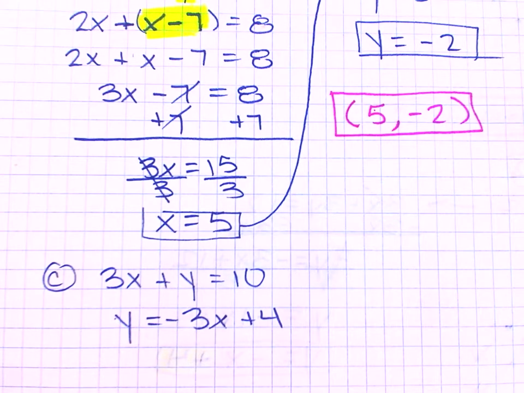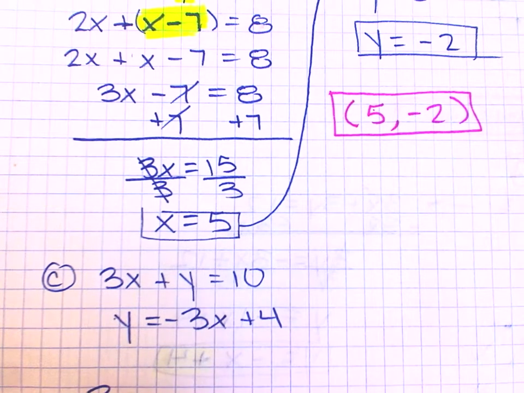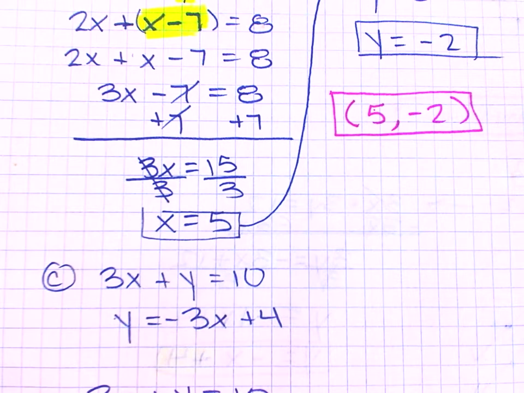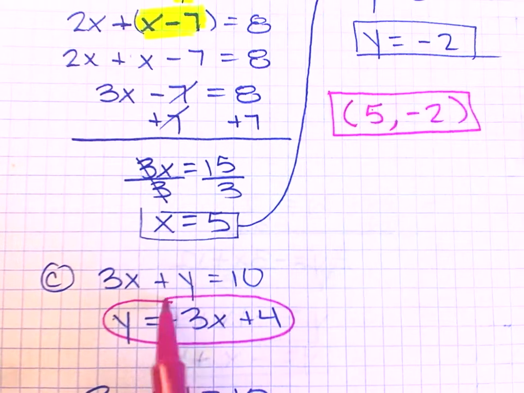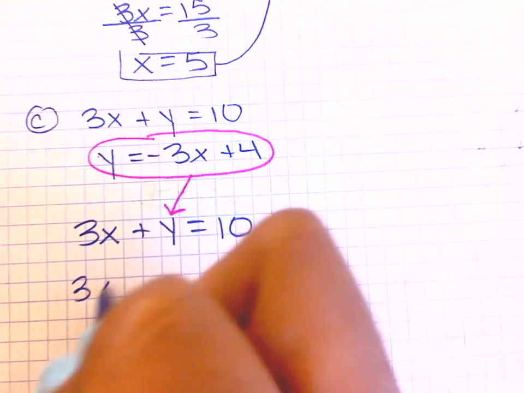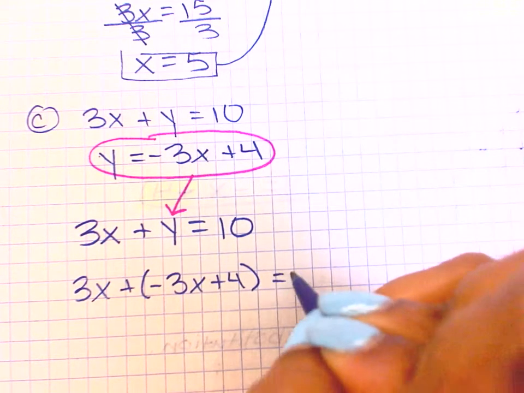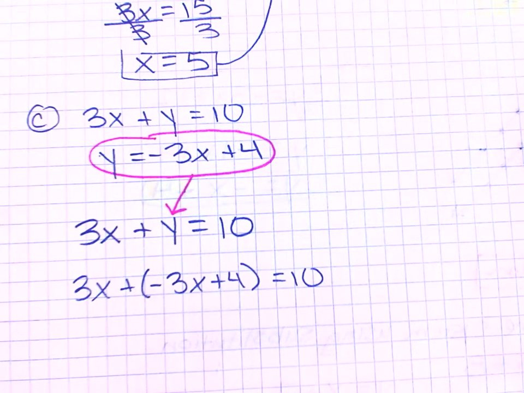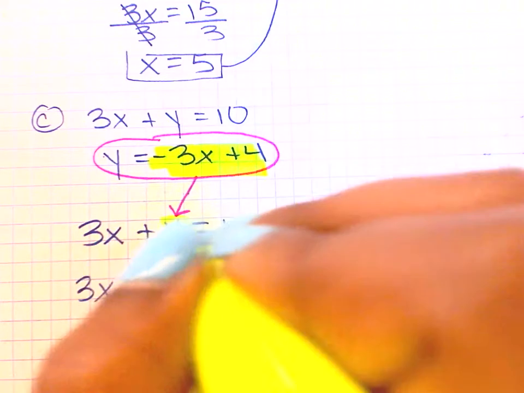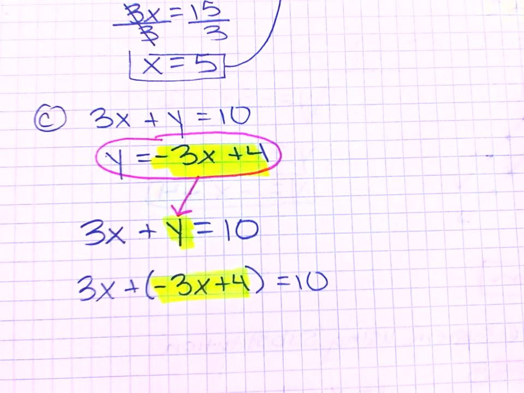Which equation is already solved for me? The first one or the second one? Second one, right? Because it says y equals. It's already solved for me. So I'm going to take the first equation, since the second one is already solved for me, and plug y into that equation. Again, what am I doing? I'm taking y and plugging that in. So I have 3x plus y, which is negative 3x plus 4, equals 10. So again, what did I do? I took what y equals, plugged it in for y. Use your highlighters so you know where the numbers come from.